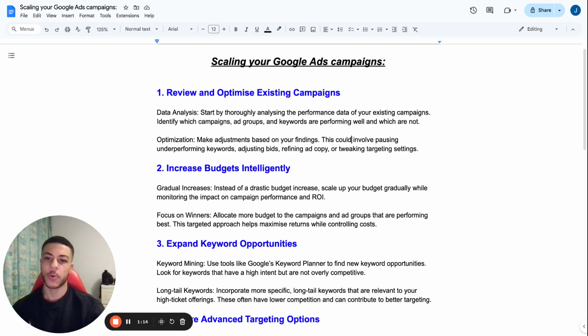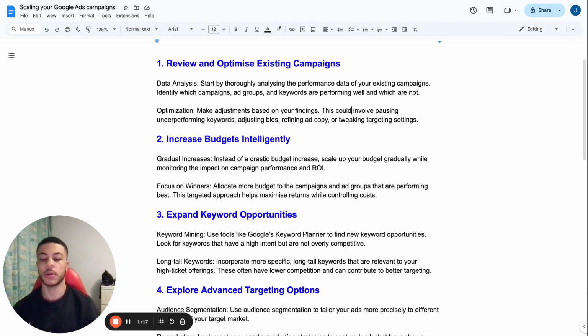Next would be to increase budget intelligently. You don't want drastic jumps in your budget because a budget increase isn't linear to the amount of ROI you're going to get. So instead of a drastic budget increase, scale up your budget gradually while monitoring the impact on campaign performance and ROI. Because the last thing you want is a jump in budget and then your margins shoot down and your PPC goes all the way up and you're just wasting ad budget because you had a drastic budget increase.